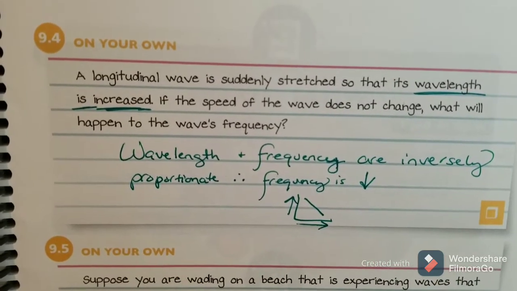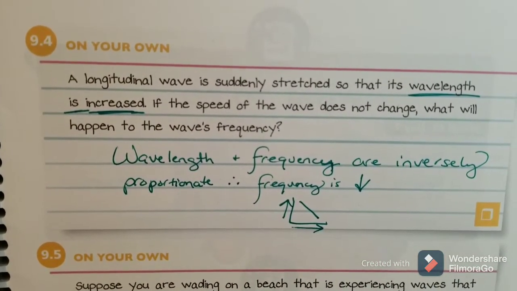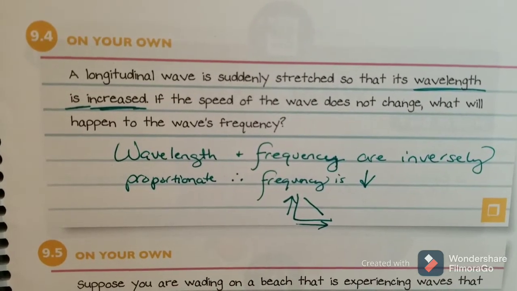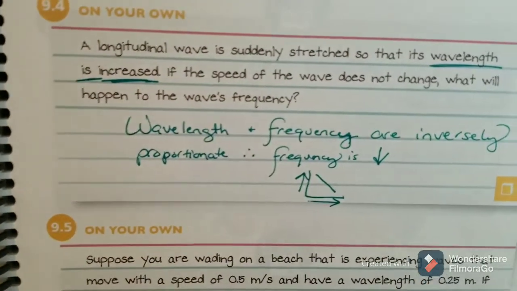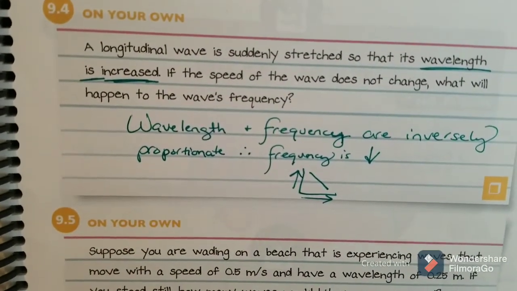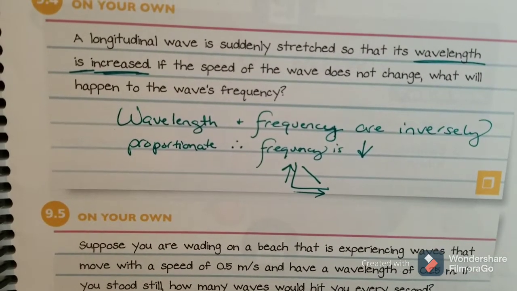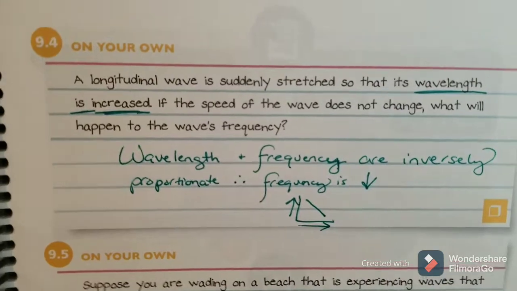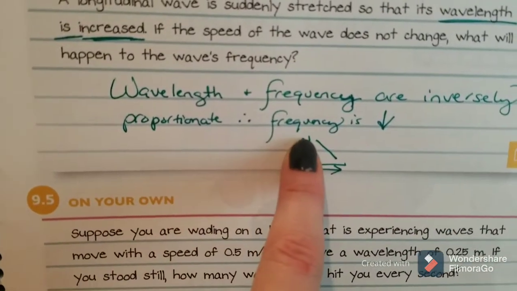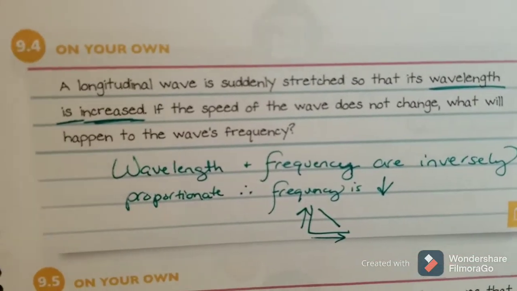9.4. A longitudinal wave is suddenly stretched so that its wavelength is increased. So remember, longitudinal, side by side, they were parallel waves. If the speed of the wave does not change, what will happen to this wave's frequency? Well, since wavelength and frequency are inversely proportionate, frequency is decreased.